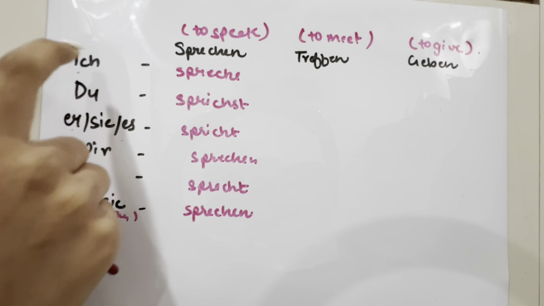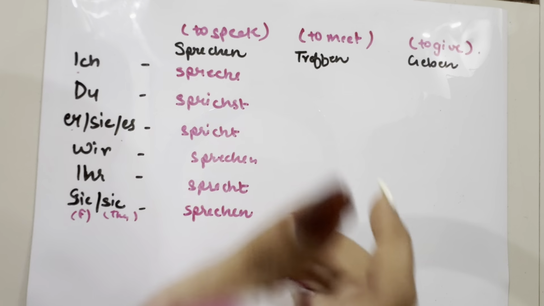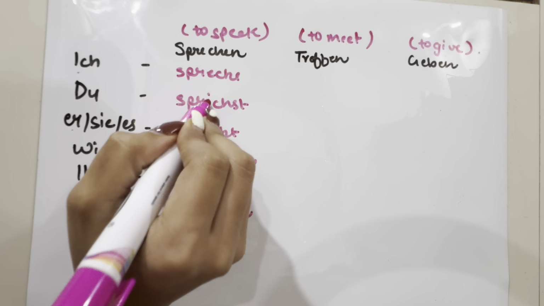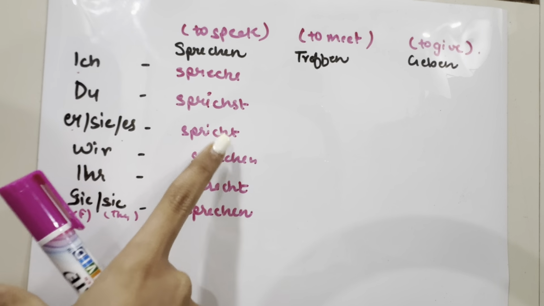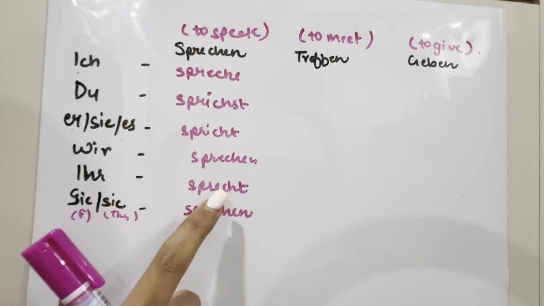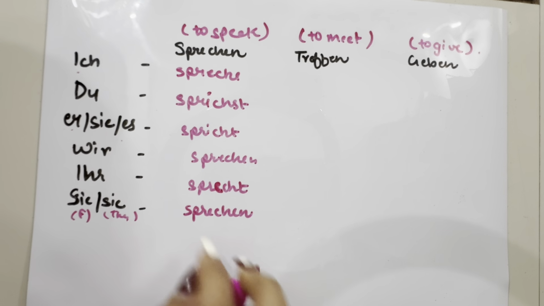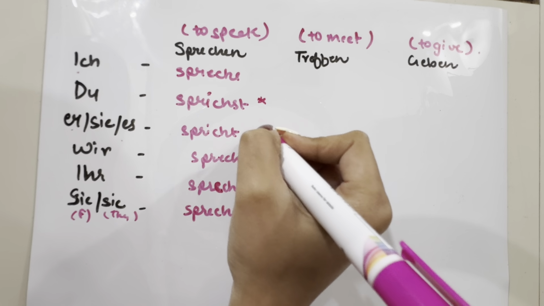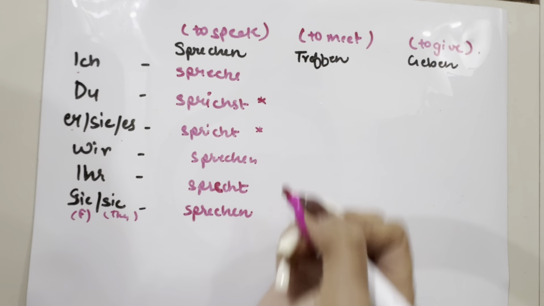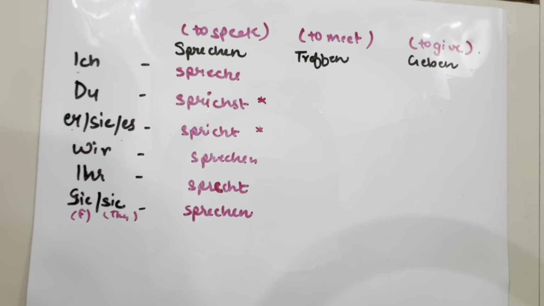So for sprechen: ich spreche, du sprichst. This is the stem and you can see it has changed. Er, sie, es spricht. Wir sprechen, ihr sprecht. Now in this you can notice E is still there, so the stem remains the same. So what has changed? The du stem has changed, and the er, sie, es stem has changed. That's it. And then again for Sie and sie, sprechen.